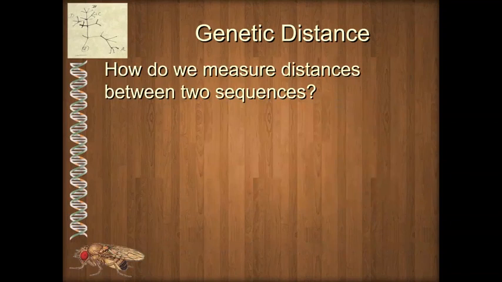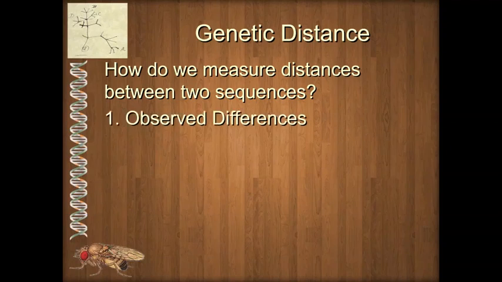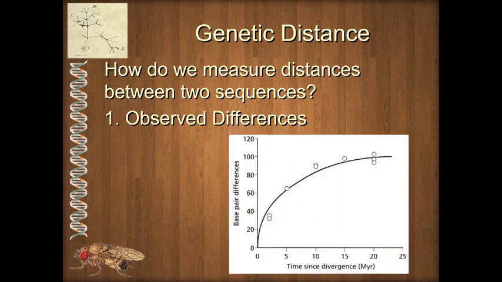Okay, so we've already answered this a little bit, but let's review. How do we measure genetic distances between two sequences? Well, all we have to work with is our observed differences. And so we could imagine two sequences where we get mutations over time. And in fact, let's do a little bit of a simulation of this.